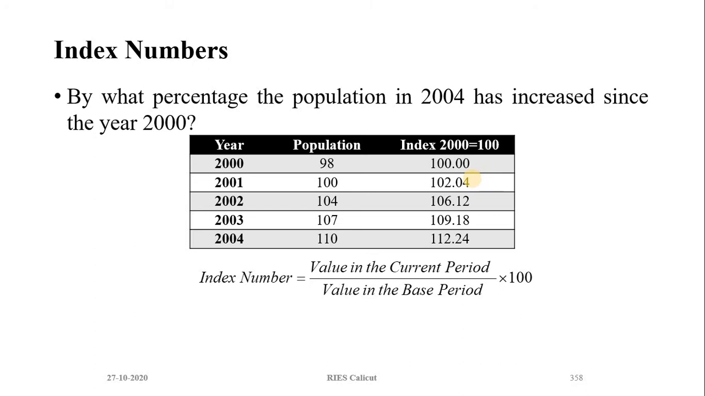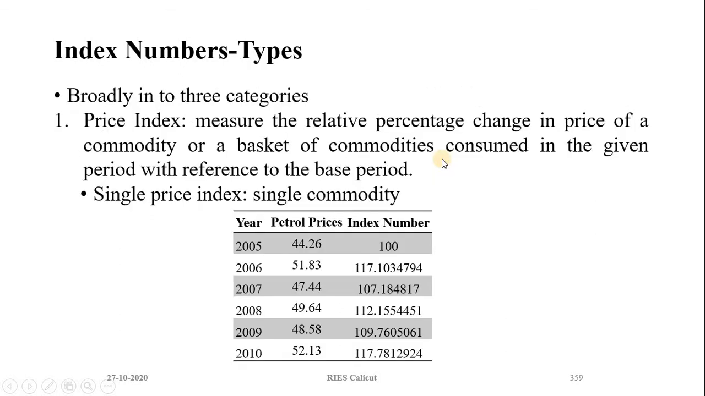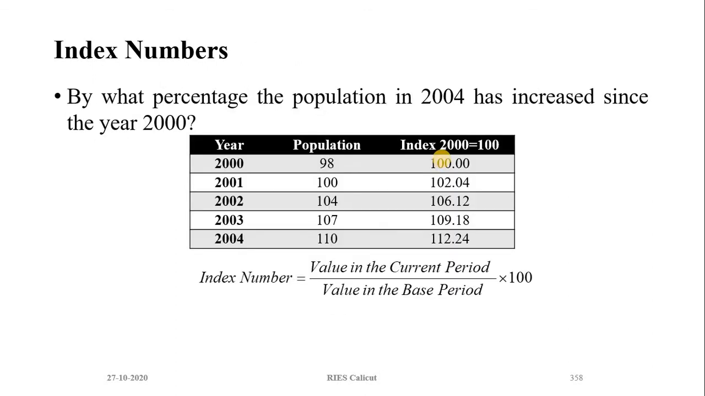Similarly, what will be the percentage change in the population between 2003 and 2004? It will be 112.24 minus 109.18. All these points are known as index points or index numbers. Index number is constructed by dividing the current values by the base year values and multiplying by 100. This is the simple index number.